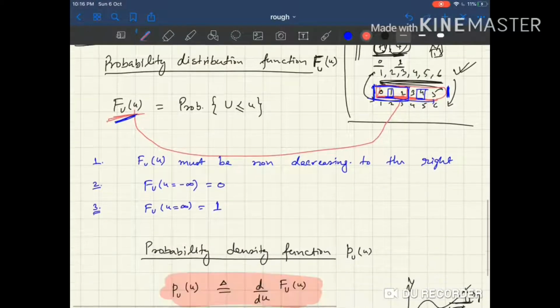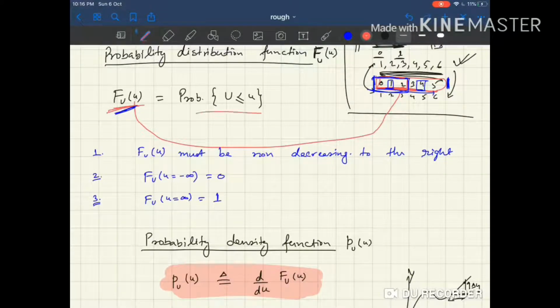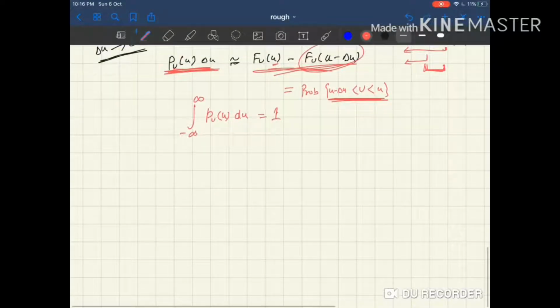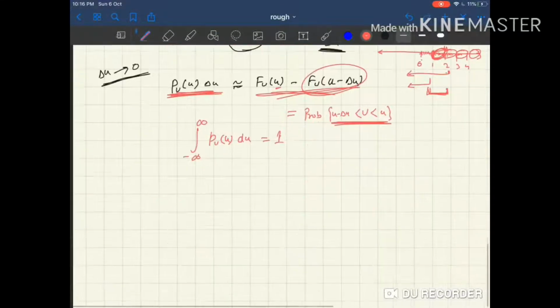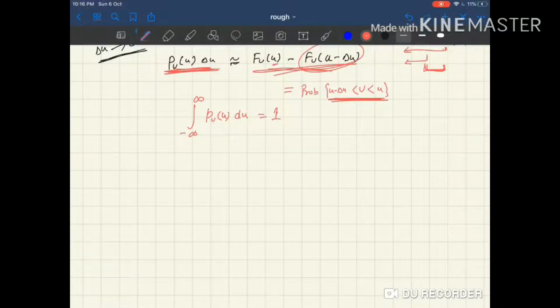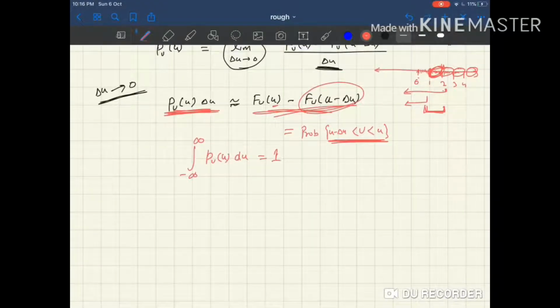Where was that? Oh, here. If you go to the extreme right and consider everything, you basically consider all the values, you should get a probability of 1, because this is basically probability. Okay, I hope that is clear now.